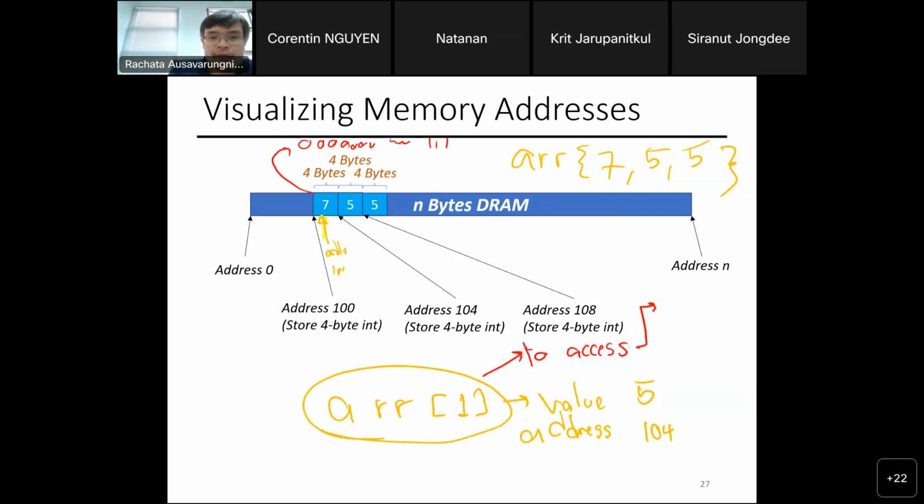I can use the variable name, which is literally ARR of 1, right? I can use the address of this guy too, which is 104. If I try to access and tell the C program, "Hey, go access address 104," you will get the number 5. And there are ways to do that.